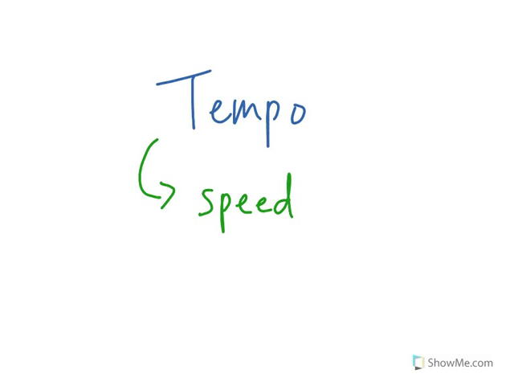Now let's talk about the concept of tempo in a little bit more detail. Tempo describes the speed of a piece of music. And so if you're listening to a slow song, it has a slow tempo. If it's a fast song, it's a fast tempo.